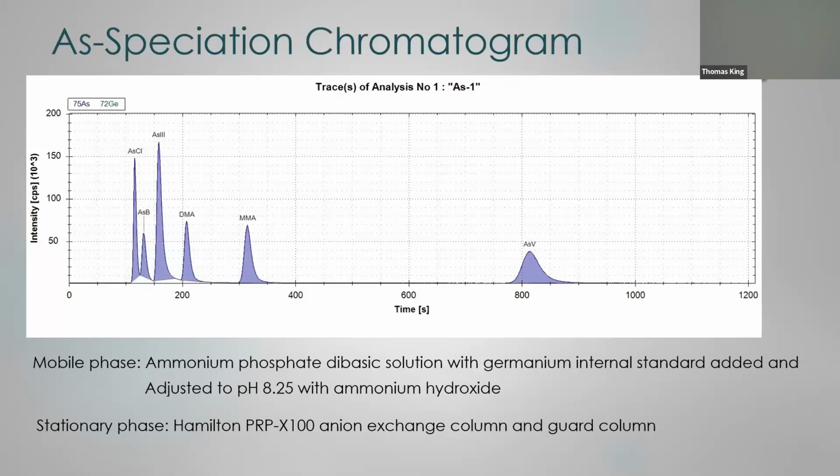And this is a picture of a chromatogram showing the separation of the different arsenic-containing molecules. The mobile phase, which is the liquid that runs through the column, is ammonium phosphate dibasic solution with germanium internal standard, adjusted to pH 8.25 with ammonium hydroxide. The stationary phase is a Hamilton PRP X100 anion exchange column. The anion exchange column has a strong affinity for negatively charged molecules, which is how the molecules are separated on the column.